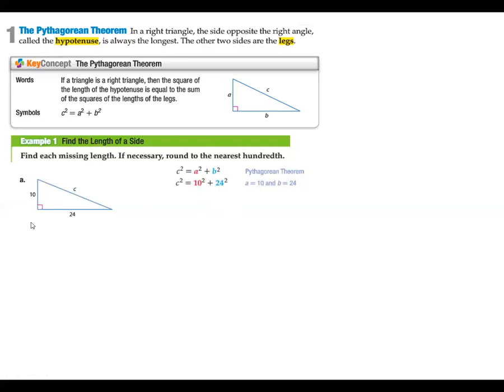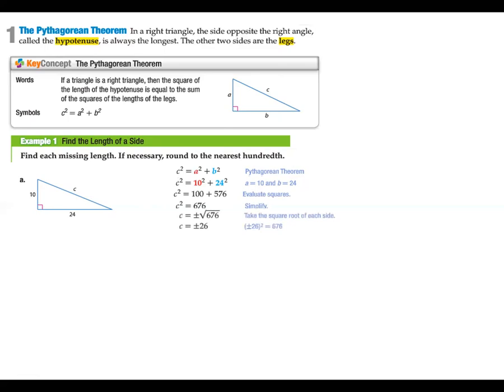Now, it doesn't matter if you use the 10 as the a and the 24 as the b, or if you use the 10 as the b and the 24 as the a. Neither one of those can be the c because it's not the hypotenuse, okay? So you square both of them, add them together, and you get 676. Then you just take the square root.